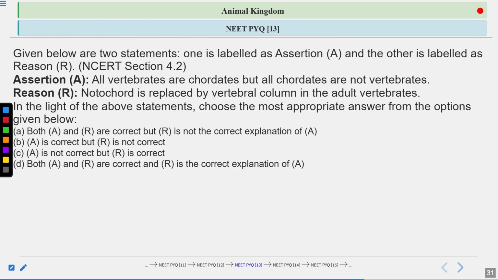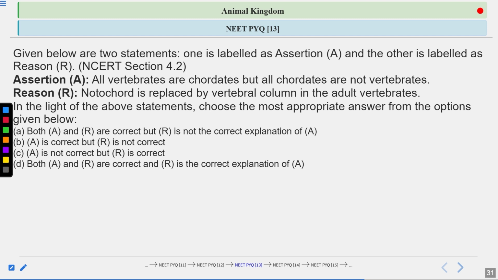Next question is here. Given below are two statements. One is labeled as assertion A and the other is labeled as reason R. This question is coming from the NCERT section 4.2. So let us see the assertion. All vertebrates are chordates, but all chordates are not vertebrates.